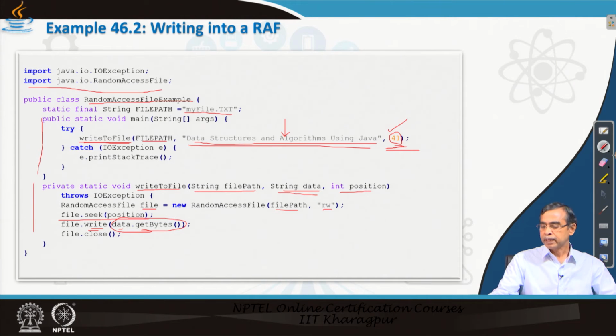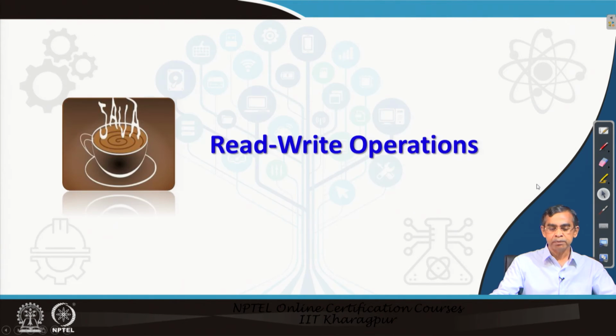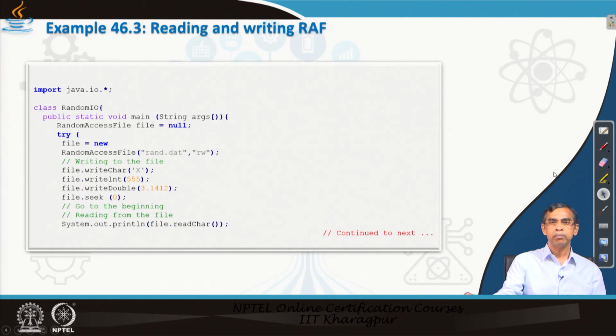Now we have understood how a random access file can be opened and data can be stored in it, and then how a random access file can be opened to read data from it. These two programs are useful, as they give you an idea about how this can be done. Now, let us discuss read write operations, because random access file is advantageous in that sense, because it allows opening for both reading and writing together.